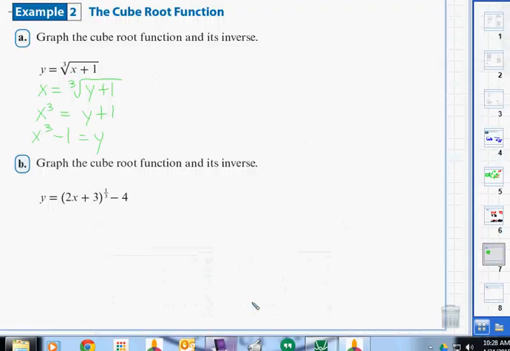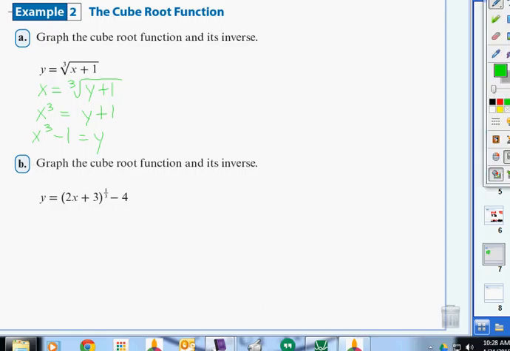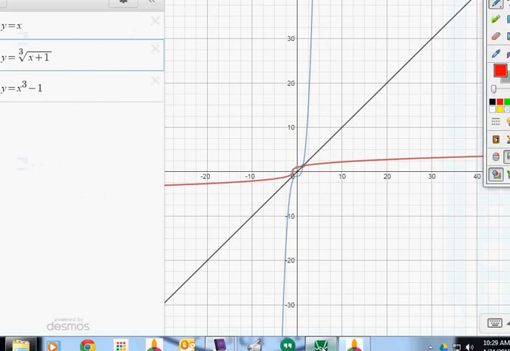Let me bring this back. All right, graph the cube root function and its inverse. Let's enter this one into Desmos. Now, you remember what I said about not liking fractional exponents? So I'm going to change this to say y equals the cube root of 2x plus 3, minus 4. It's just easier for me to enter all that. Do you see that looks exactly like the other one, except it's a cube root?